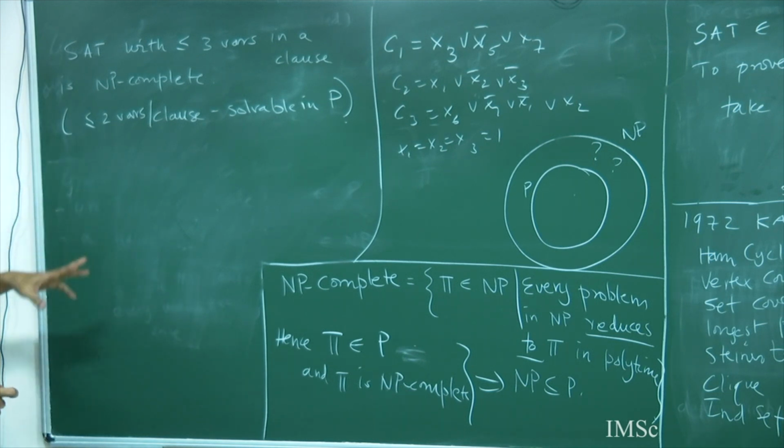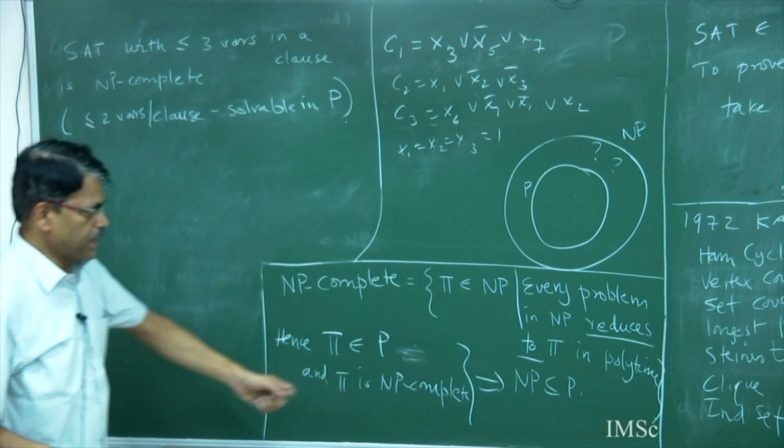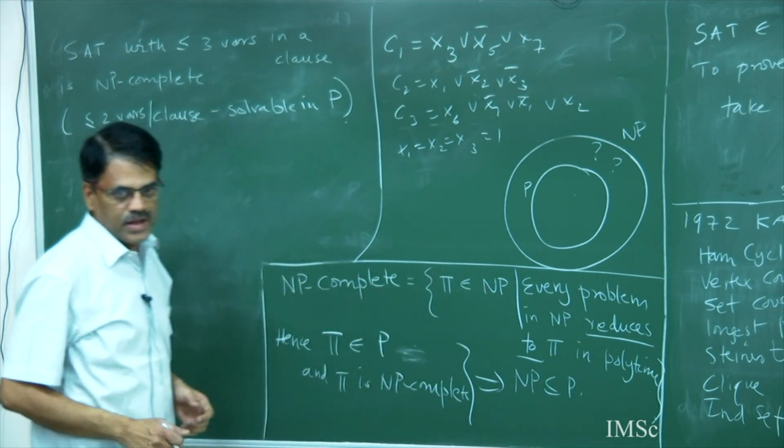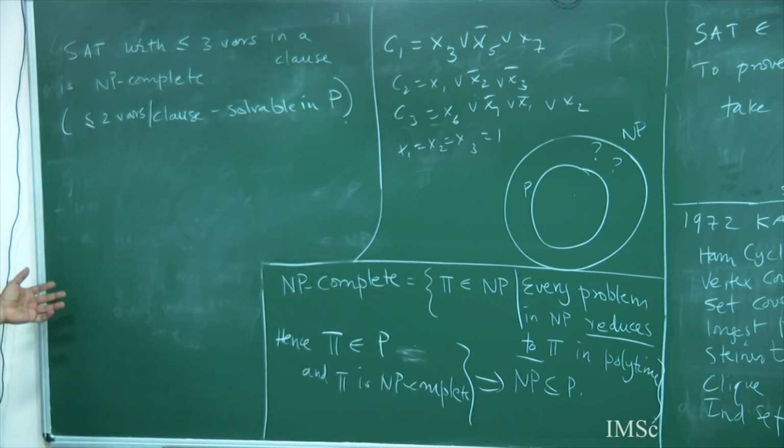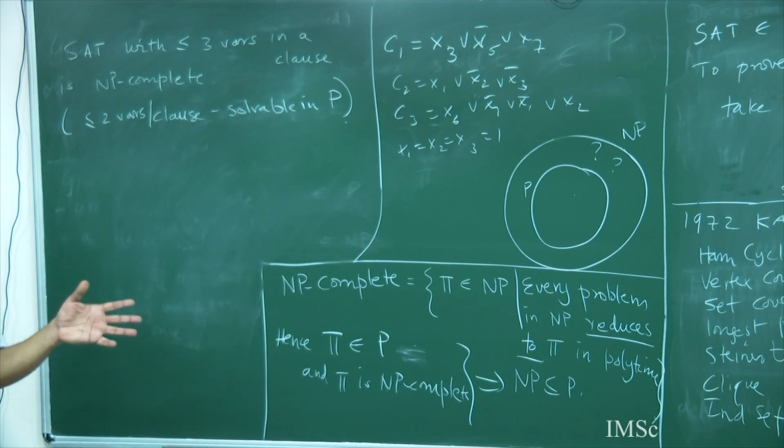Okay, so how do I show this first of all, right? How do I show a problem is NP complete? First thing is to show that it is in NP, right. That it is in NP is obvious because it's again a restricted version of SAT, and SAT is in NP. So, an easy certificate would be a satisfying assignment. I just verify that every clause is satisfied.